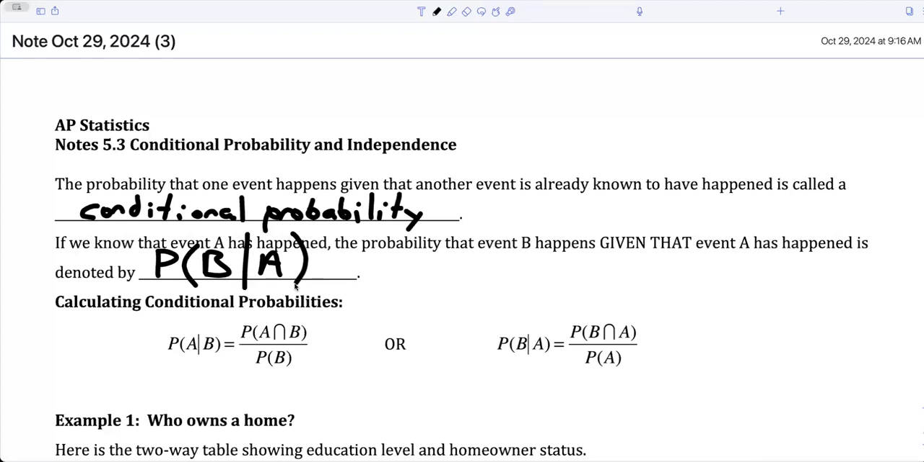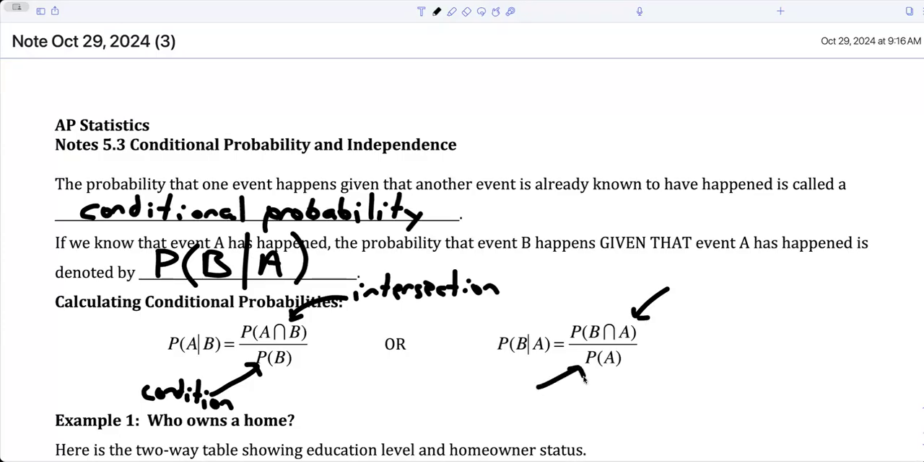So this is the formula for finding it. The probability that A occurs given the fact that B happens is going to be the intersection of A and B divided by the probability of B. Or if you reverse those, it's still the intersection, the probability of B intersection A divided by the probability of A. So it is intersection over condition.